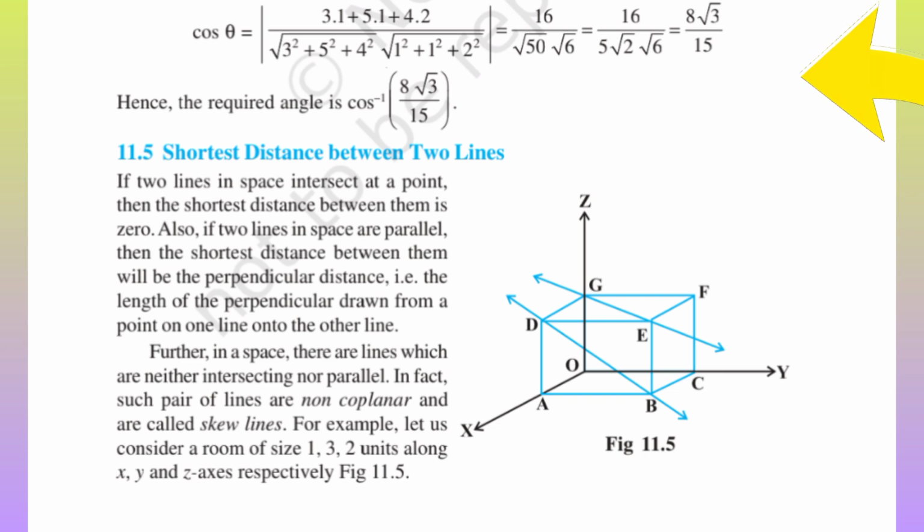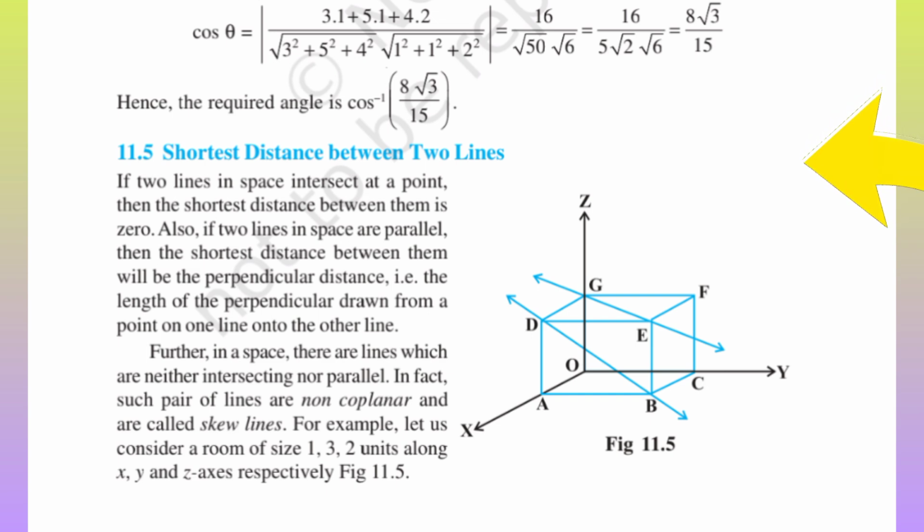square plus 1 square plus 2 square), which is equal to 16 divided by under root 150 into 6, which is equal to 16 divided by 5 root 2 into root 6, which is equal to 8 root 3 by 15. Hence the required angle is cos inverse 8 root 3 by 15.